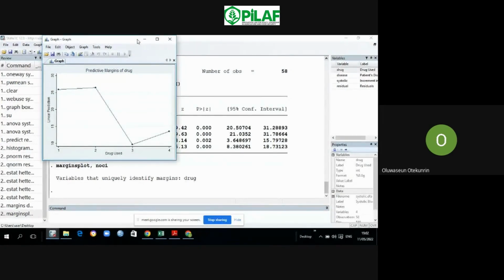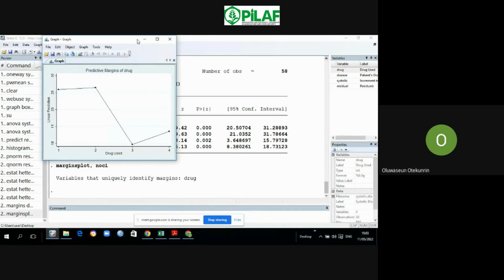Can you see now that we are able to get further information? Apart from saying drug is having a significant effect on systolic blood pressure, how? Drug 3 will give us the lowest increment in systolic blood pressure, while drug 2 will give us the highest increment. That is the further information that we can get. We are doing this because it's only drug that is significant, just as we did under our multiple comparison. You deal with those that are significant.